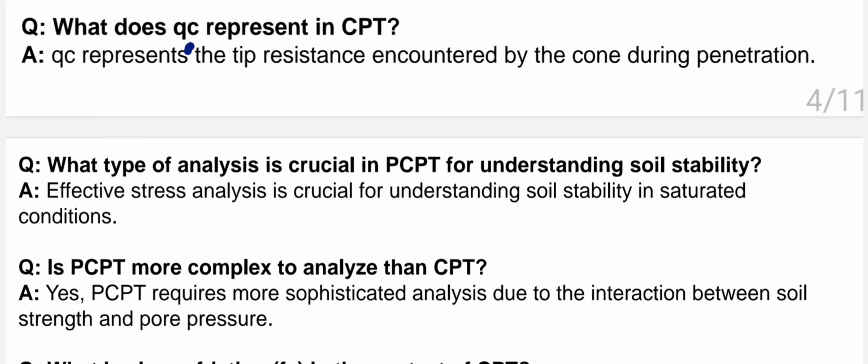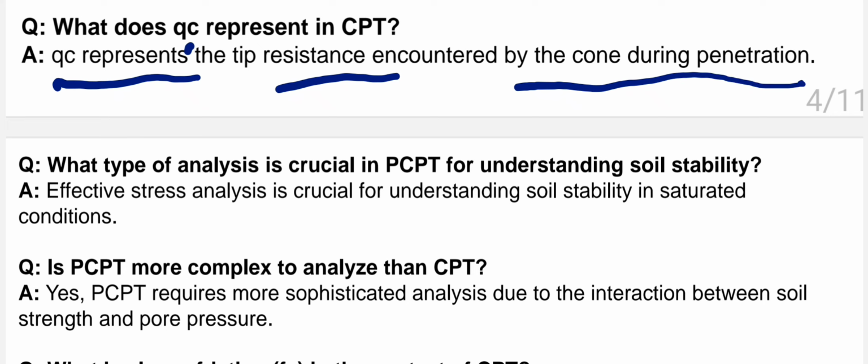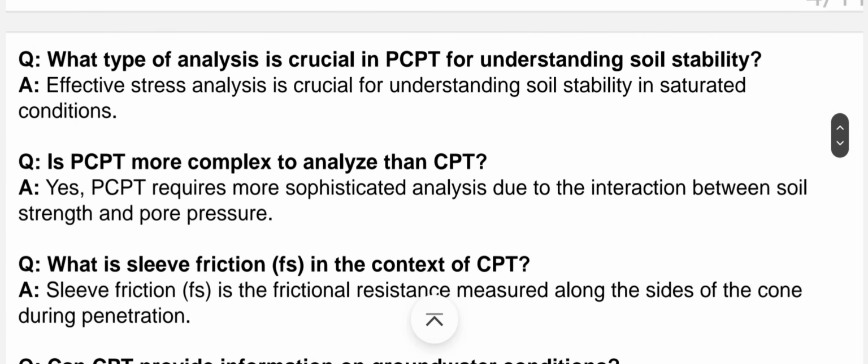What does qc represent in CPT? qc is the tip resistance encountered by the cone during penetration. When the cone is pushed into the ground at a constant rate of 2 cm per second, it encounters tip resistance. That tip resistance is called qc.